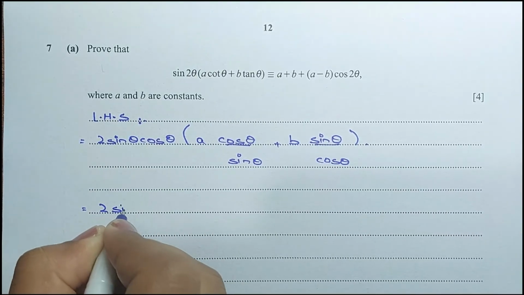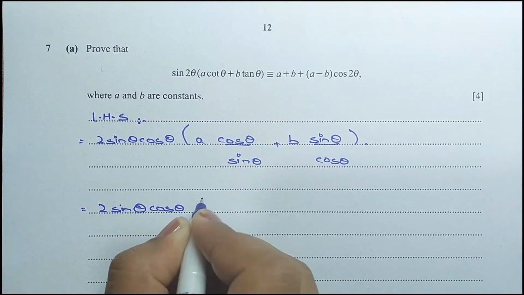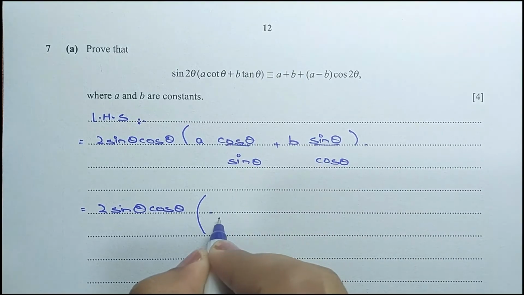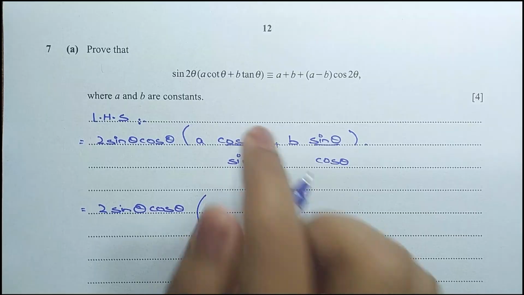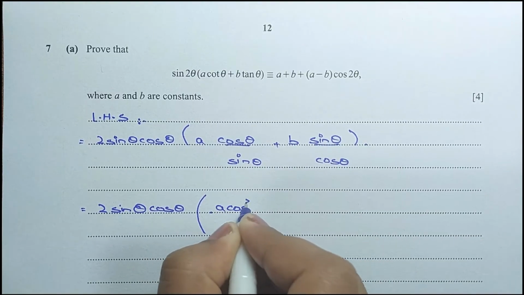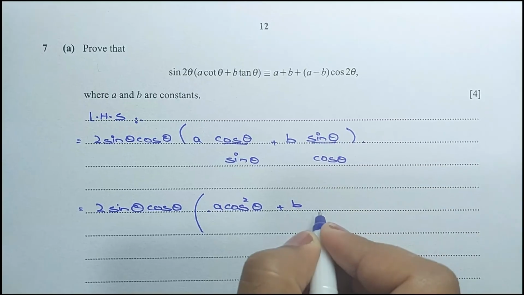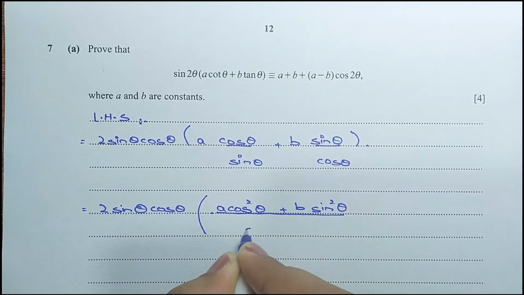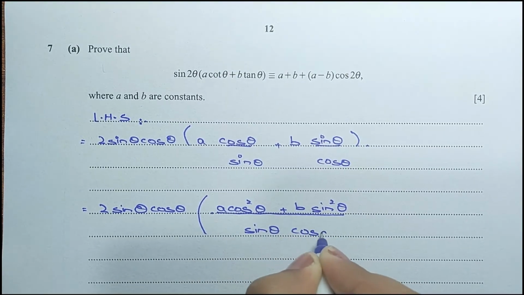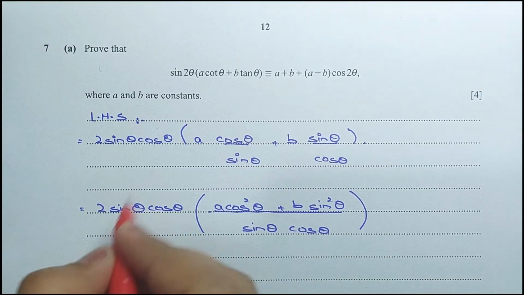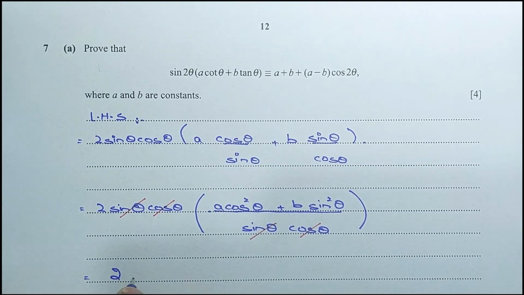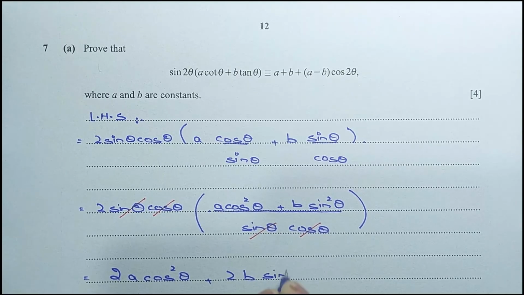So 2 sine theta cos theta, and inside the bracket we can make the same denominators. We have sine and cos as the two denominators, so we multiply each by the opposite denominator: a cos square theta plus b sine square theta, over sine theta and cos theta. Now we can cancel sine theta with sine, cos theta with cos. We are left with 2a cos square theta plus 2b sine square theta.